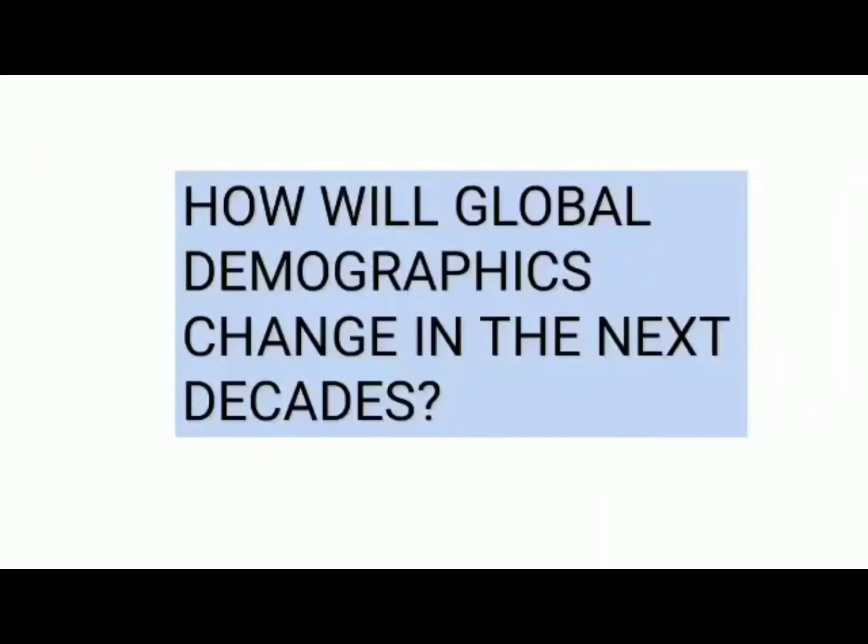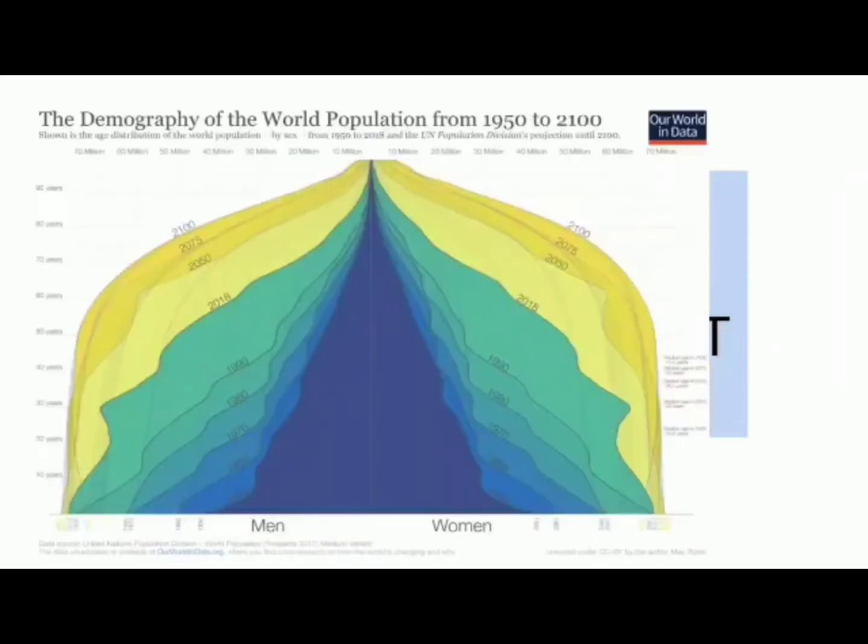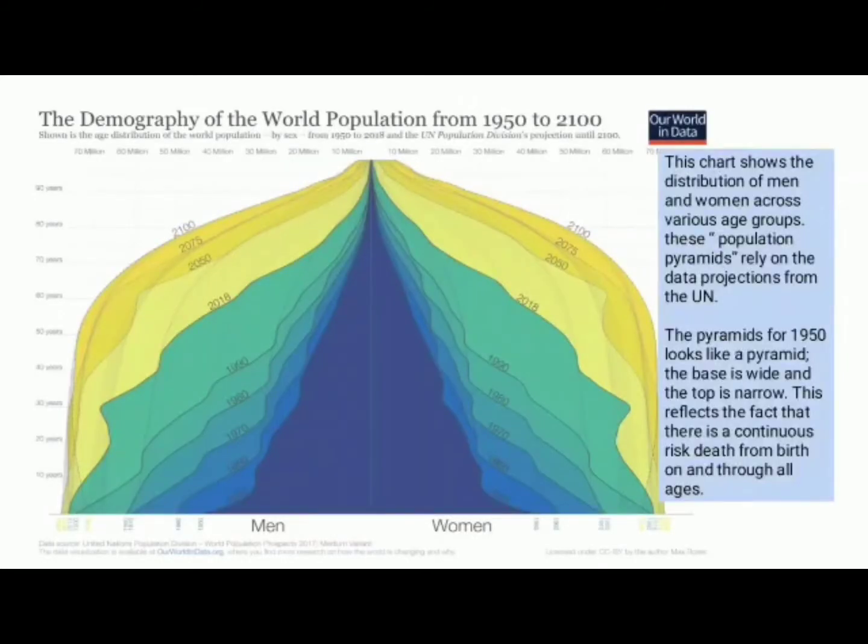How will global demographics change in the next decades? The chart shows the distribution of men and women across various age groups. This population pyramid relies on the data projections from the UN. The pyramid for 1950 looks like a pyramid. The base is wide and the top is narrow. This reflects the fact that there is a continuous risk of death from birth on and through all ages.